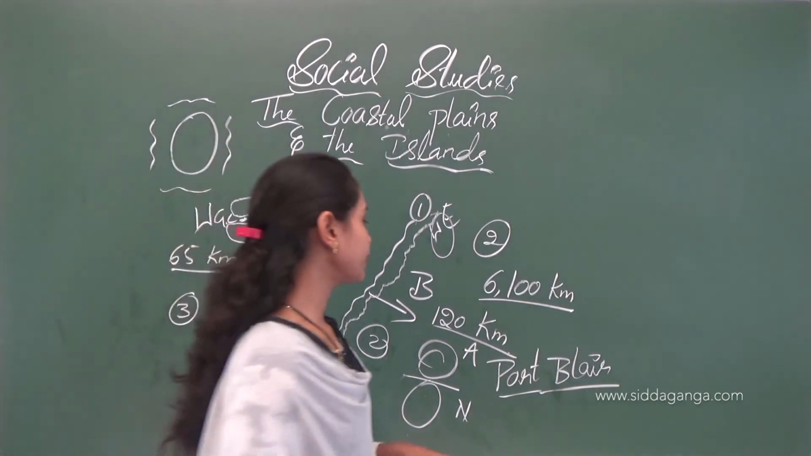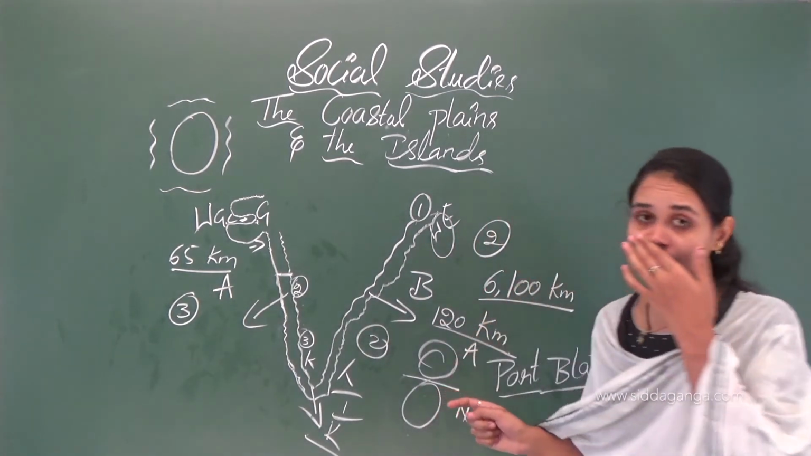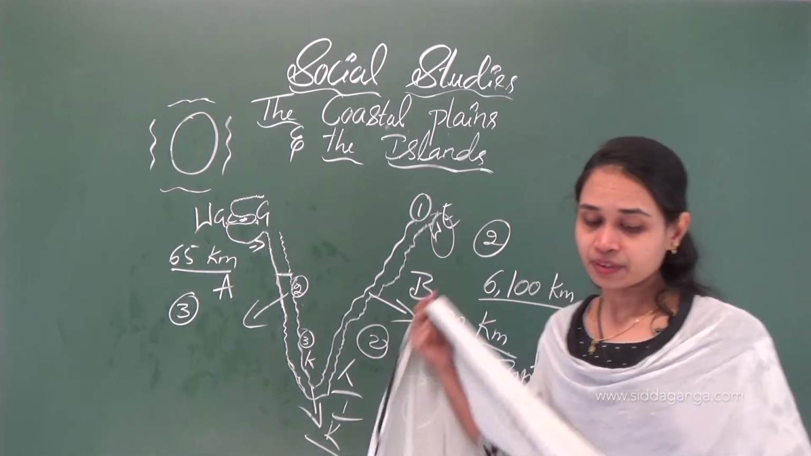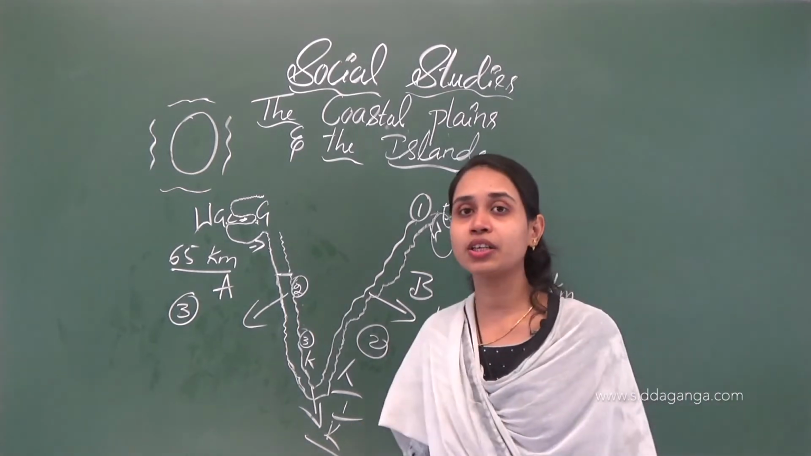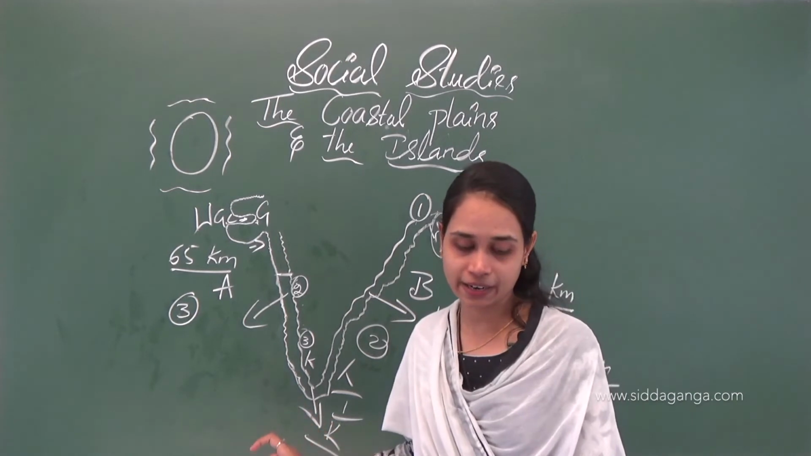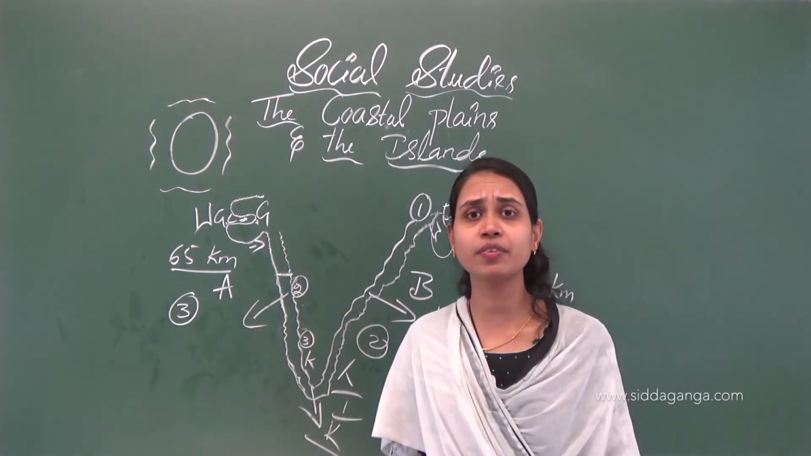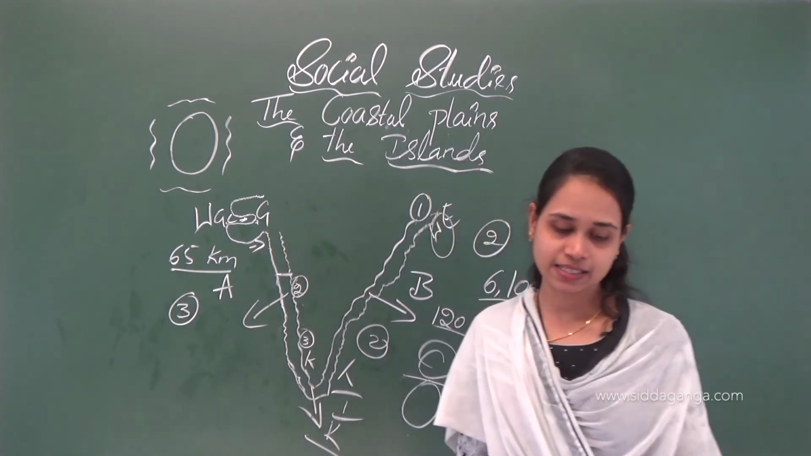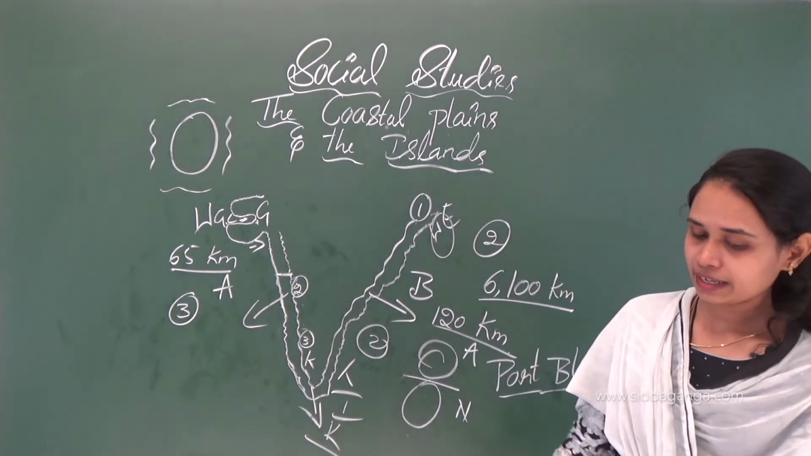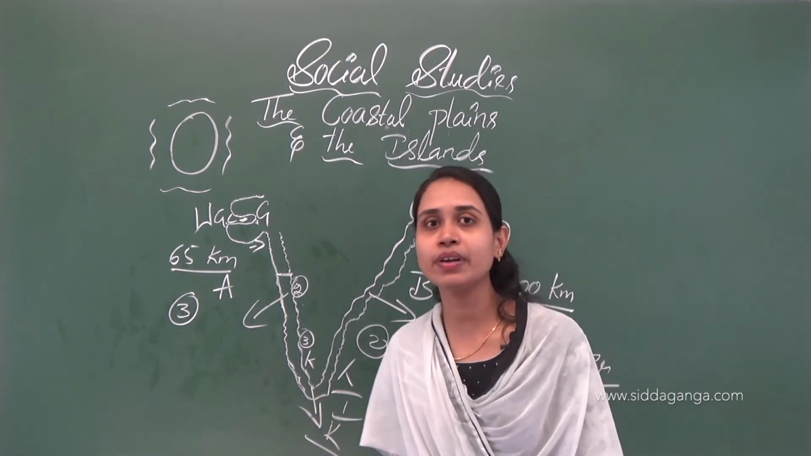Okay. So here this is about the Andaman and Nicobar Islands. Next one is Lakshadweep Island. So where can we see the Lakshadweep Island? Lakshadweep Island lies in the Arabian Sea.